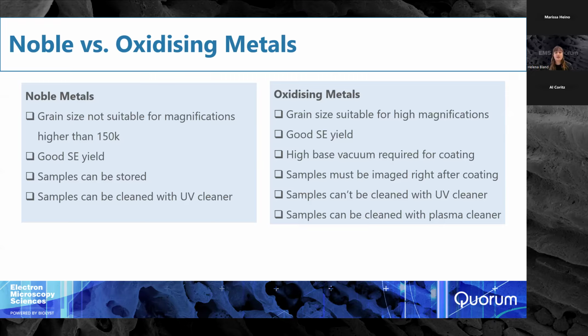Whereas if I have an oxidizing metal, such as chromium, if I coat it and then I leave it in the cupboard for 3 months, by the end of that 3 months, I'm going to have chromium oxide on my sample.